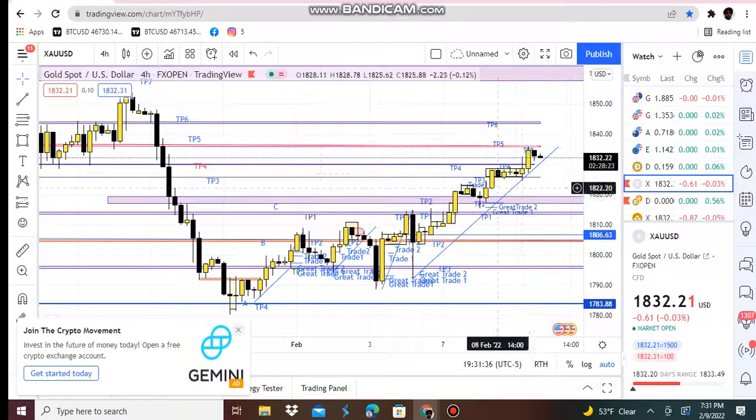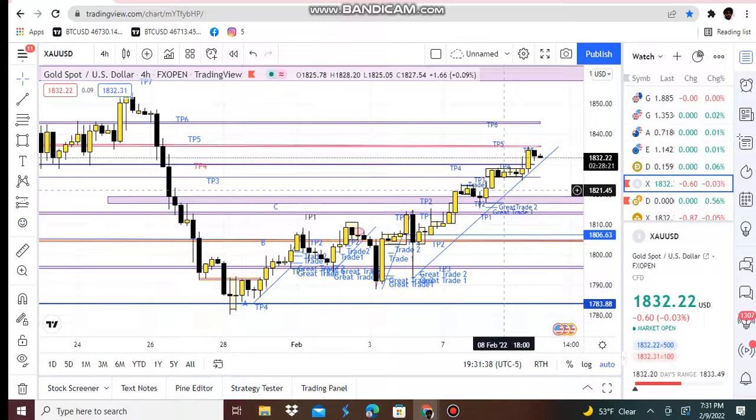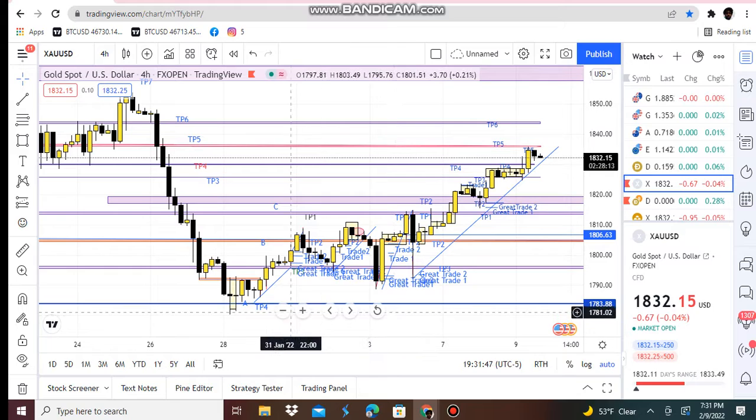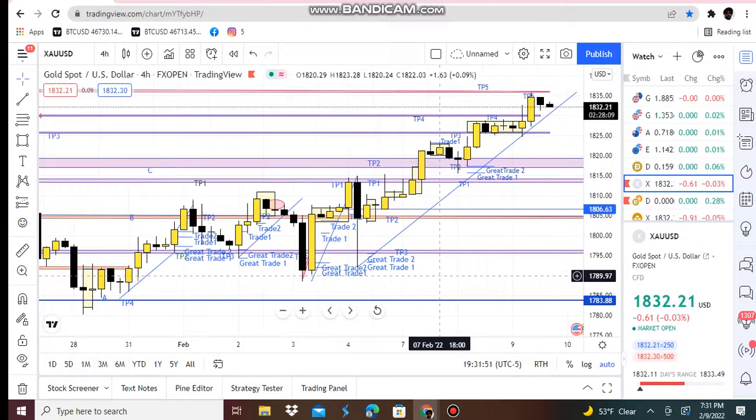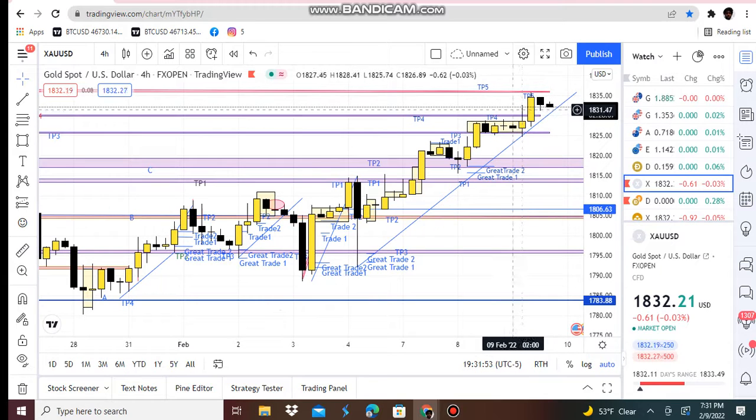And then we've seen a push back down. Once we've seen a push above take profit 4 at our 1830 level, our psychological level, or take profit 4 level, price was going to take profit 5. As I can show you more structure. Here you go.